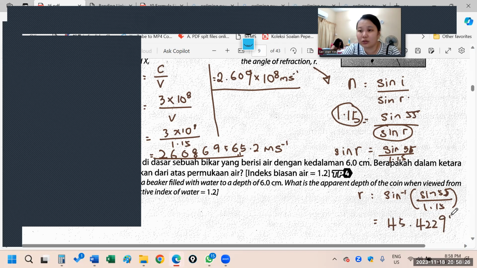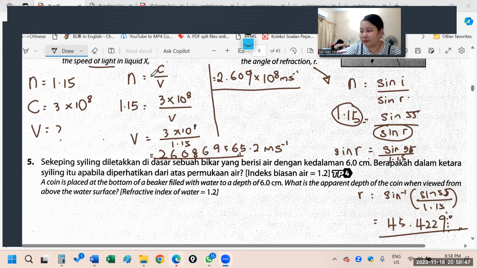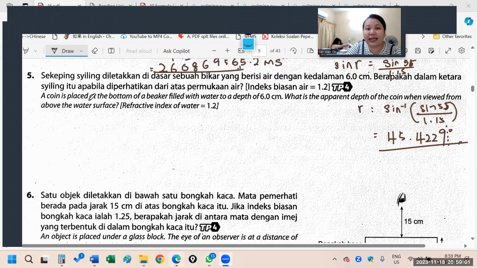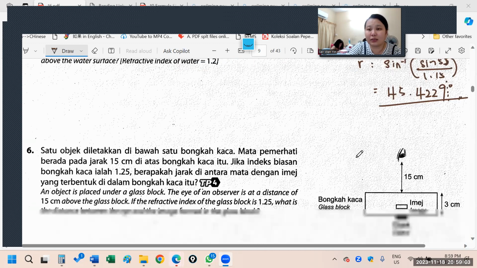45.4229, 45.4229. Need to round off based on the number behind. Okay, so now a coin is placed at the bottom of a beaker, like this.